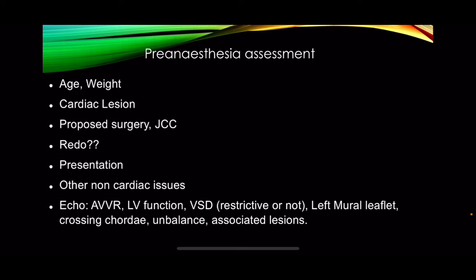Also, if this was an unbalanced AV canal defect, how big or how small is the other ventricle, the hypoplastic ventricle, is it a good ventricle that will manage after the separation, or will it give us hard times after. I also want to see if there are any other associated lesions in the patient.